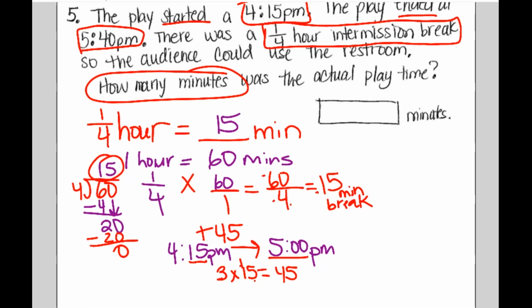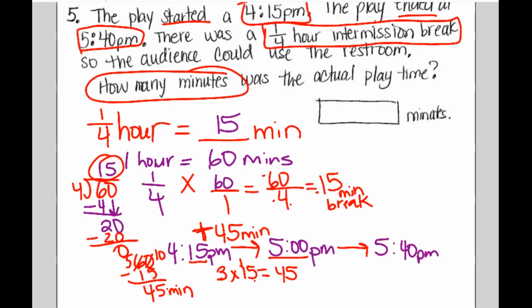45 minutes. If we did not know that, guys, we could have just subtracted. We could have said 60 minus 15, borrow, regroup, that's 5, that's 4. And it would have given us 45 minutes. So there we know that we added 45 minutes to get to 5 o'clock. And then what's our end time? Our end time is 5:40. So how many minutes should I add to 5 o'clock in order for it to be 5:40? Obviously, I add 40 minutes.